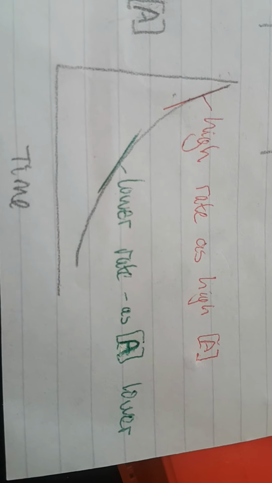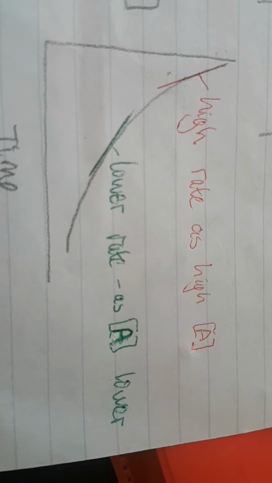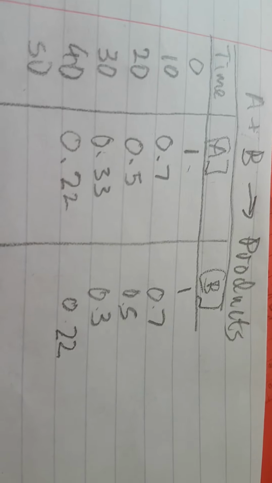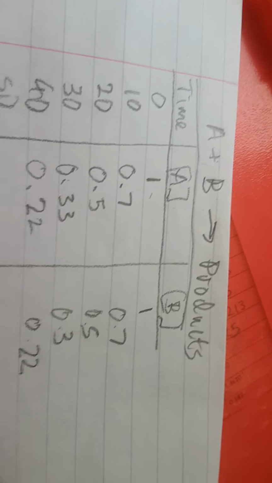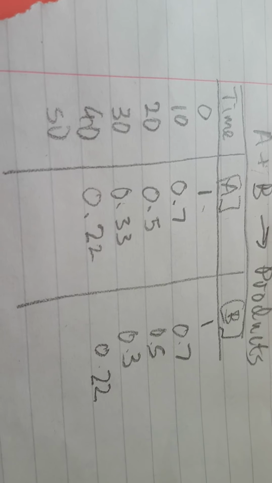But wait a minute, is it a lower rate because the concentration of A is lower, or is it a lower rate because concentration of B is actually lower by that point? This might be at 20 seconds, say.